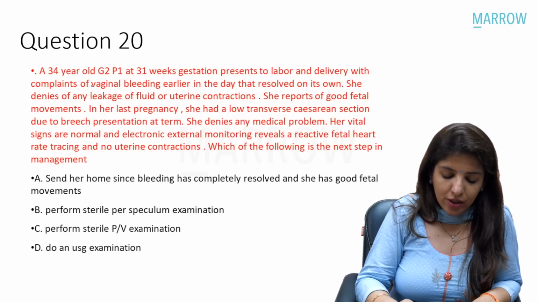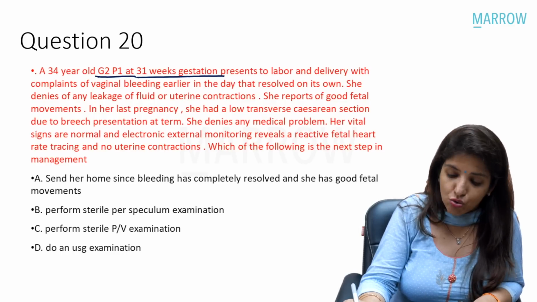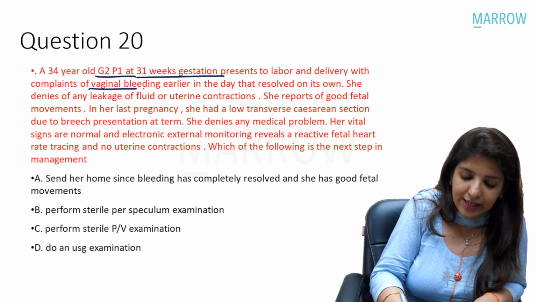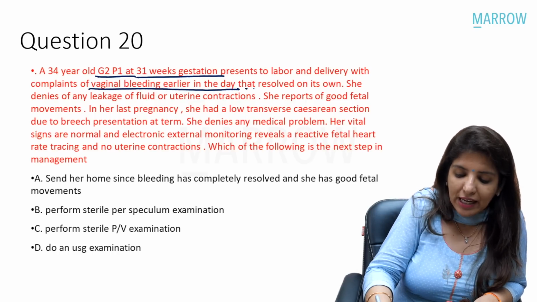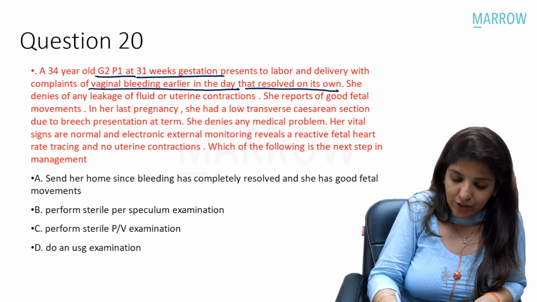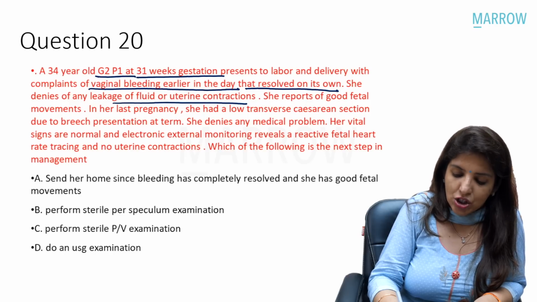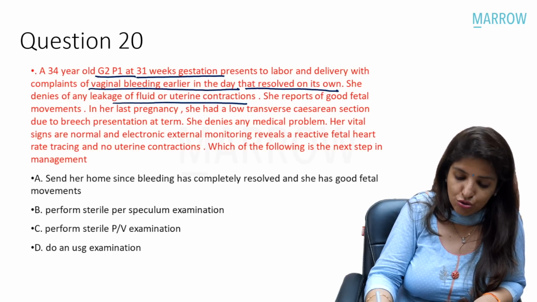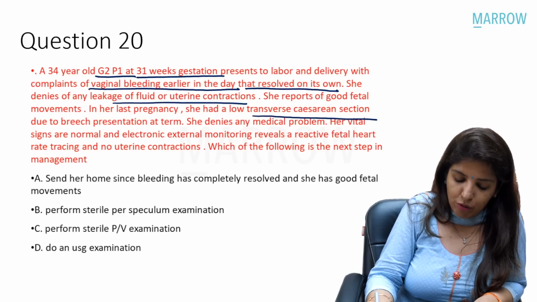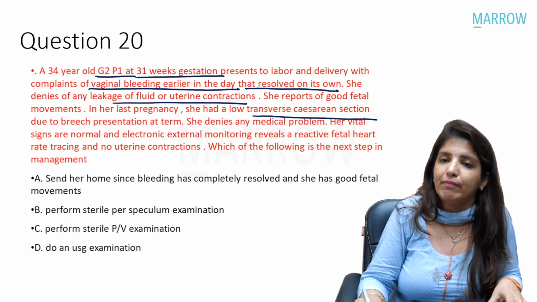A 34-year-old G2P1 at 31 weeks of gestation presents to labor and delivery with complaint of vaginal bleeding earlier in the day that resolved on its own. She denies any leakage of fluid or uterine contractions. She reports good fetal movements. In her last pregnancy, she had a low transverse cesarean section due to breech. She denies any medical problems. Her vital signs are normal. Her EEG reveals a reactive fetal heart rate. Which of the following is the next step in management?